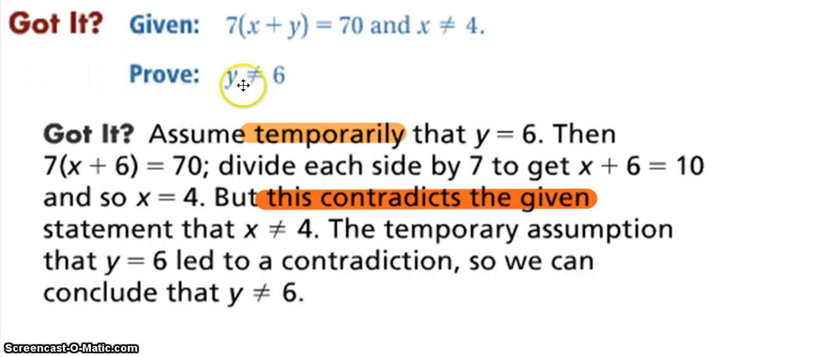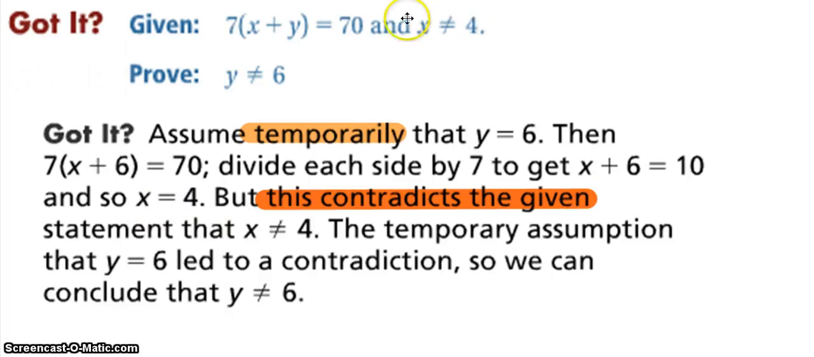We first assume that Y does equal 6, so then I can plug it in and evaluate this expression. We then get 7, or we can just divide by 7 on both sides as opposed to distributing and creating more work for ourselves. So we get x plus 6 is equal to 10, and therefore I get x is 4.